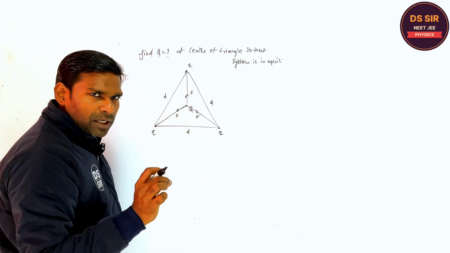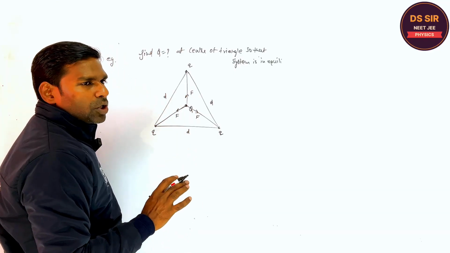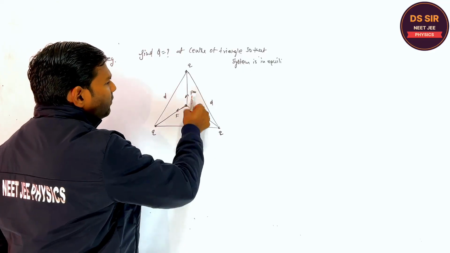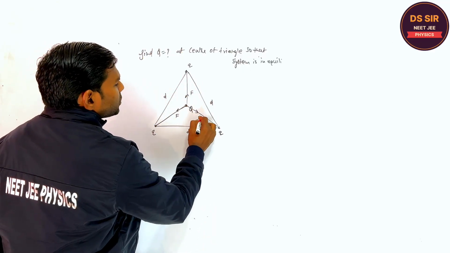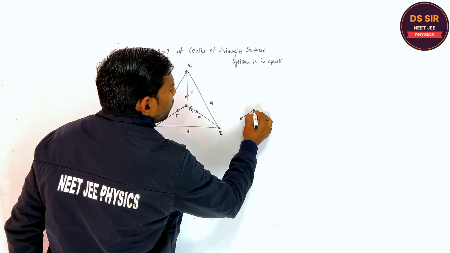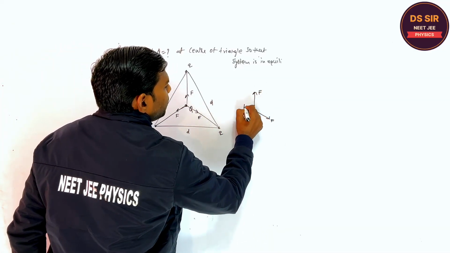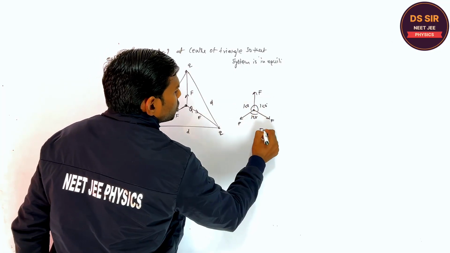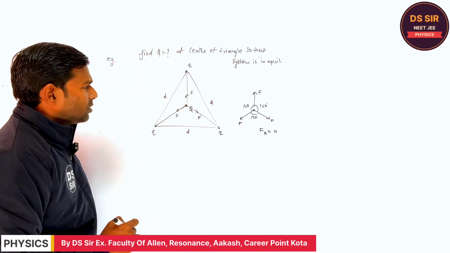Whatever the value of capital Q is, it remains at rest or in equilibrium. Why? Because the force will either be attractive or repulsive. Are you getting it? So the net force is 0, because if three forces F, F, and F act in such a way that the angle between them is 120, the resultant force will be 0. You understand or not? Yes.